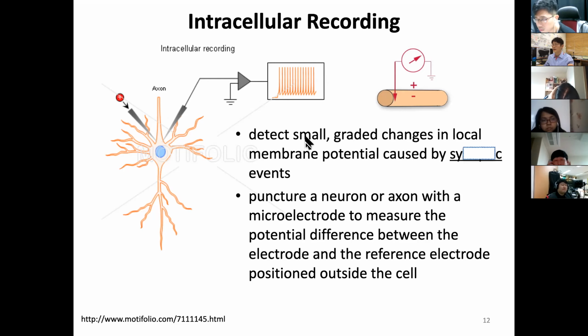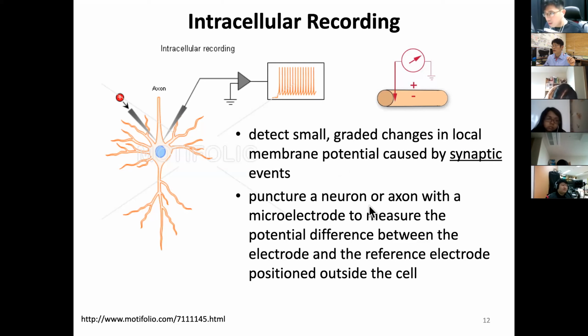And what we detect is small graded changes in local membrane potential caused by, let's say, EGBOM. Can you guess what this is when we do intracellular recording? Yes. Exactly, yes, synaptic events, okay?